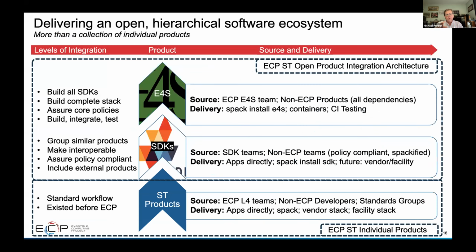So E4S and the SDKs introduce two new layers into how our reusable libraries and tools are being provided to the community. The lower level, the individual products, that approach to delivering software has been around for decades, and it's a very effective way to do things at an individual product level. But the addition of the SDKs and E4S allows us to do some really powerful portfolio-level activities that overall improve the work that we're doing.